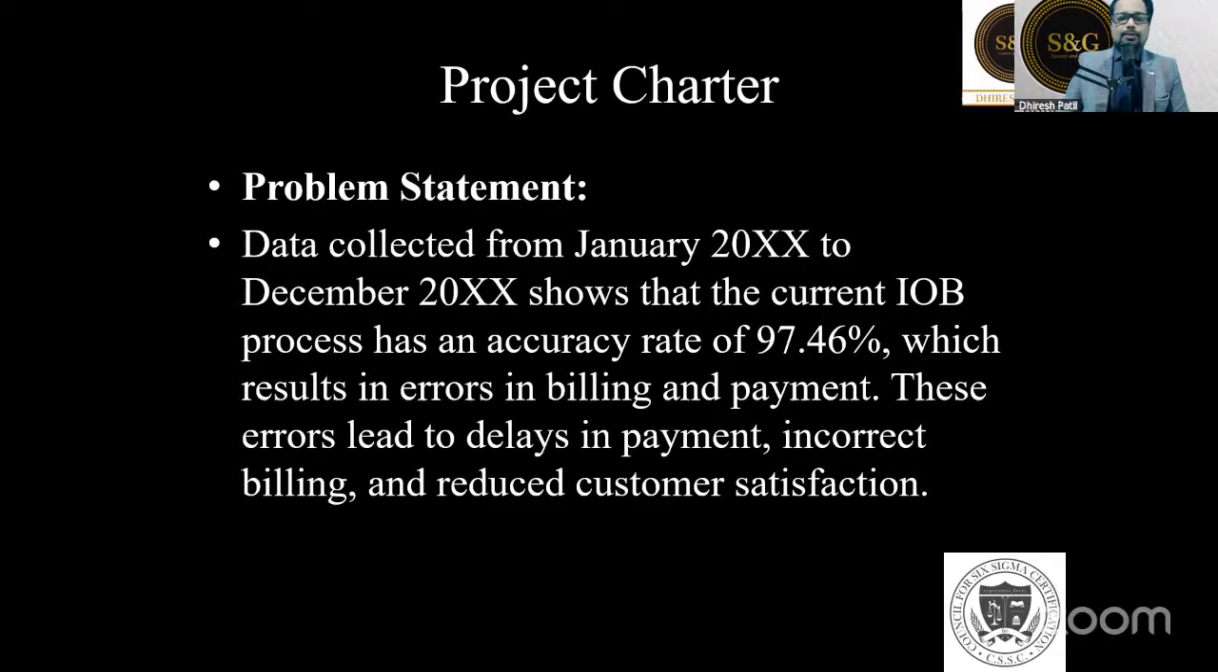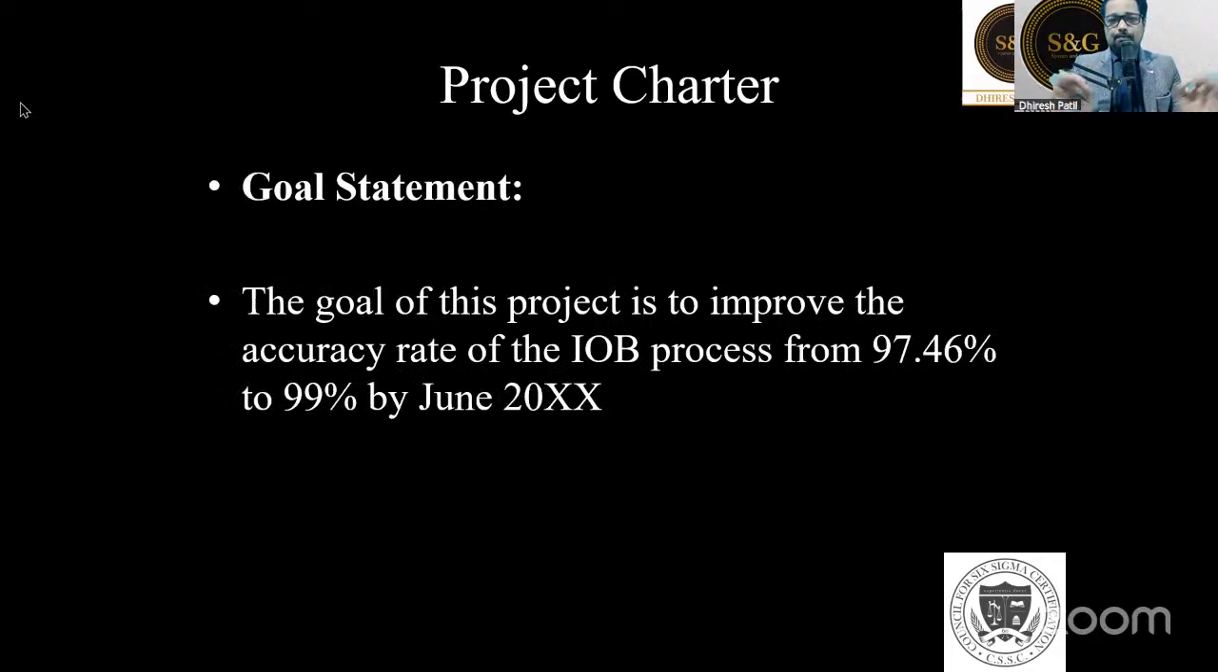So that's the problem statement, and you can follow the same structure: data collected from January to December shows this, whatever the number is, and what is the impact of that, quickly. This is followed by the goal statement. Make it very simple: the goal of this project is to improve the accuracy rate of the IOB process from 97.46% to 99% by June. They have taken some 6 months for this, because a lot of departments were involved, and the complexity of the project is very high.